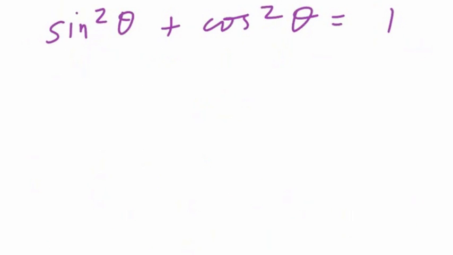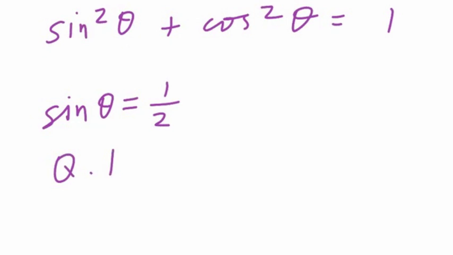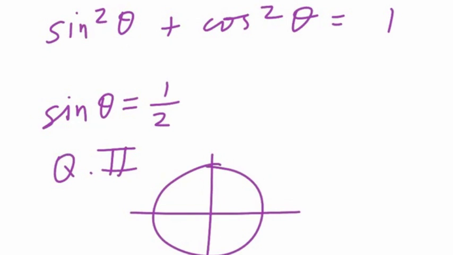Alright, scholars, now we're going to talk about using the Pythagorean identity to solve problems. Usually these problems will give you a value of sine theta or cosine theta, and they'll ask you to solve for the other one. For example, let's say that we know that sine of our angle is 1/2, and we know that this angle is in quadrant 2. Remember the unit circle?